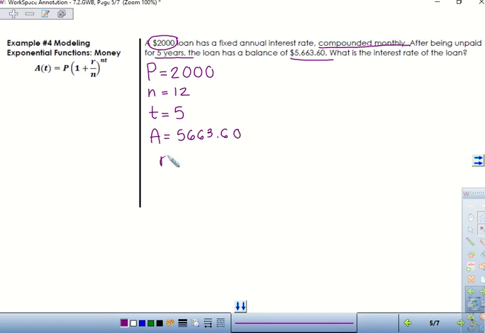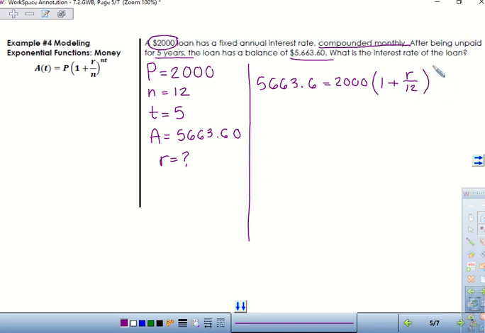And interest rate. We don't know what R is, but that's okay because we have a bunch of other variables to figure it out, right? So we're going to go ahead and plug in. So A is equal to P times 1 plus R divided by N to the power of N times T.